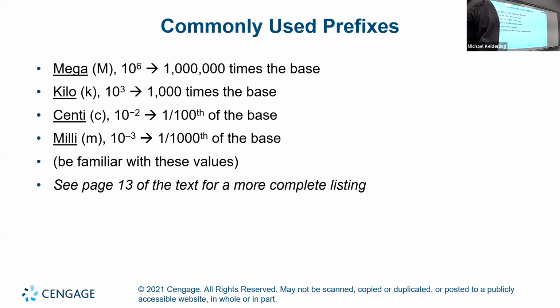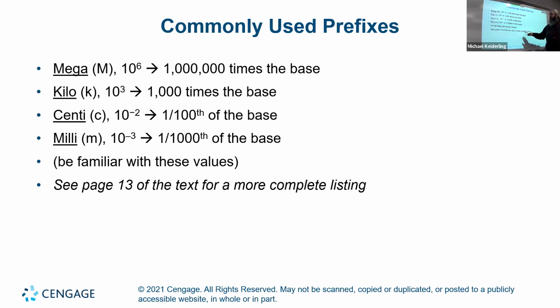But there are also smaller ones. So if you want to deal with 100th of your base unit, that is centi. So you can have centimeter, centiliter. That is expressed with a lowercase c. Then 1,000th of your base unit is milli. So millimeter, milligram, millisecond. And it is expressed with a lowercase m. So it's important to know the difference between lowercase m is milli, 1,000th, uppercase M is mega, 1 million.